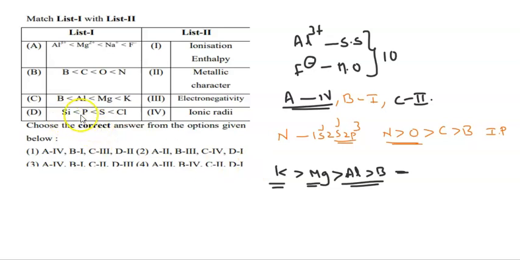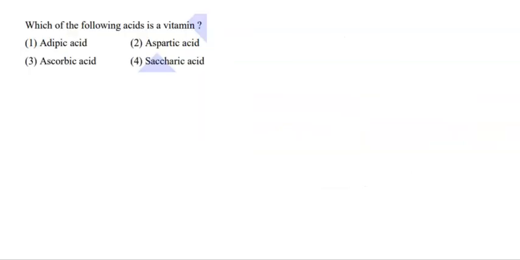And the last one, silicon, phosphorus, sulfur, chlorine. We know that chlorine is more electronegative when compared to sulfur. Sulfur is more electronegative compared to phosphorus. Phosphorus is more electronegative when compared to silicon, because all these are third period elements. From left to right, electronegativity values increase. That's why D is matched with 3. So A4, B1, C2, D3 is there in option 3, which is the correct answer for this question.